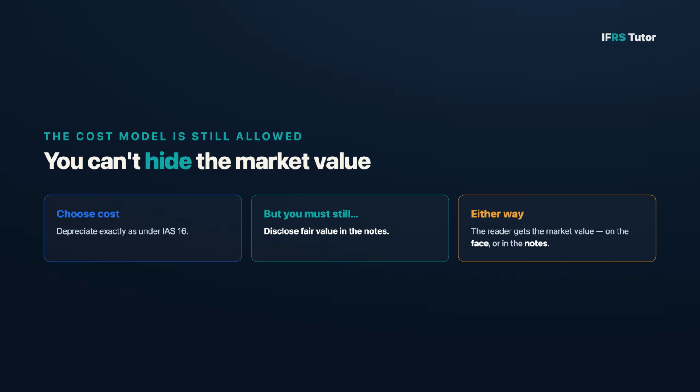A word on the cost model, because it's still allowed. If Meridian chooses cost, it depreciates the building exactly as under IAS 16, but IAS 40 still requires it to disclose the fair value in the notes. So the market value reaches the reader either way, on the face of the statements under fair value, in the notes under cost. The standard makes sure you can't hide what the property is actually worth.